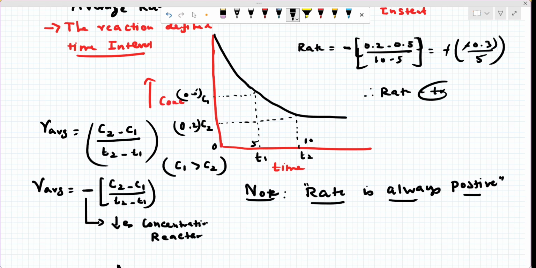Yes or no? Substitute the concentration terms. C1 is 0.5, C2 is 0.2, right? C2 is 0.2 minus 0.5, so the value becomes negative. This minus cancels out. Therefore, the rate becomes a positive quantity. Always, rate is a positive quantity only. Rate cannot be negative. Why do I put the negative sign? This indicates this is the rate for the reactant. If we put a positive sign, it means the rate is for the product only. That's the concept, very important.